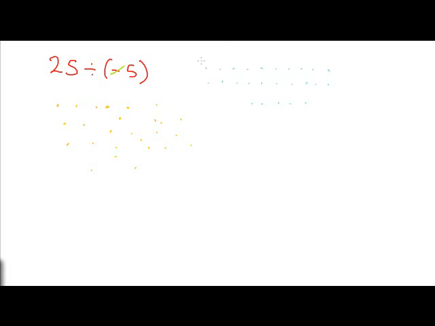Well, we would do this. There would be 5 objects in each group: 1, 2, 3, 4, 5. These are included. And that's basically how you do really easy division.